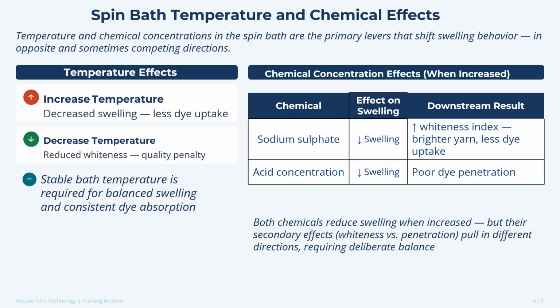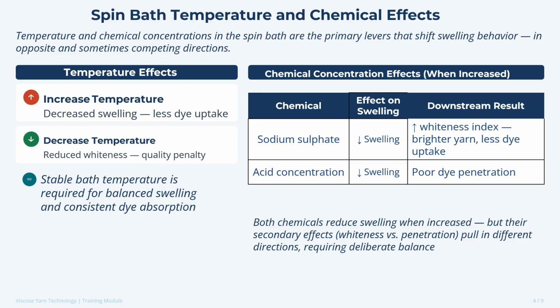Among all operating variables, spin bath temperature and chemical composition are the most powerful factors affecting swelling. When bath temperature increases, swelling decreases and dye absorption is reduced. On the other hand, lowering the temperature excessively can reduce yarn whiteness and affect product appearance.